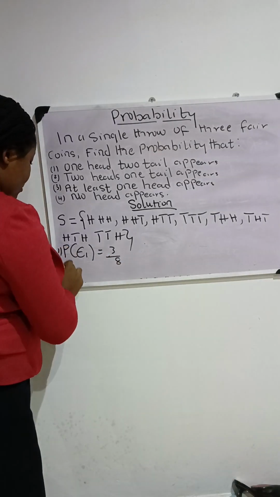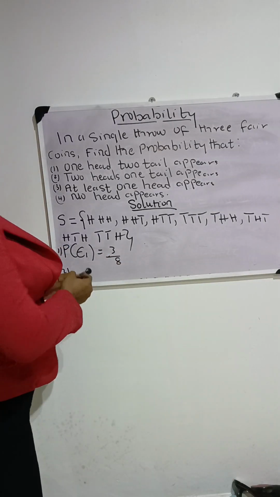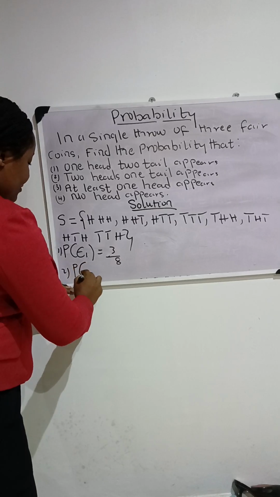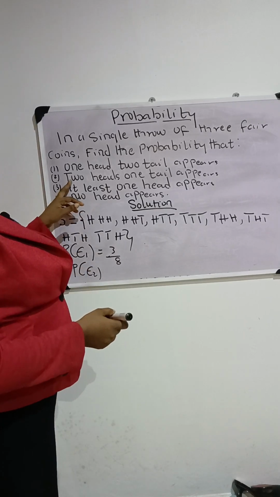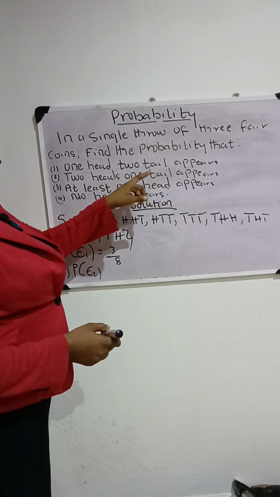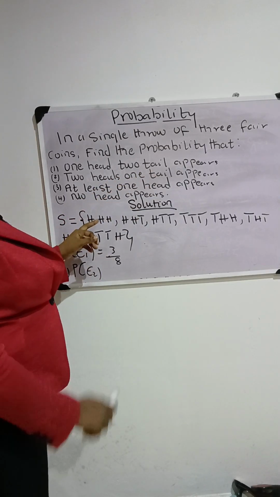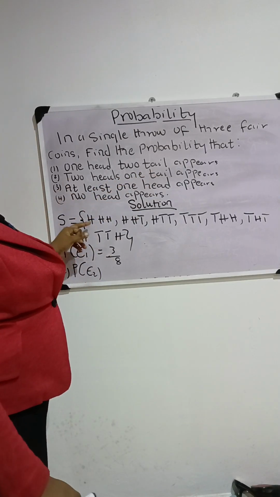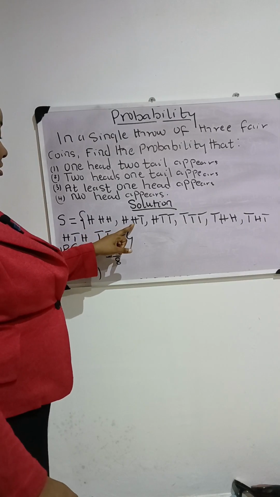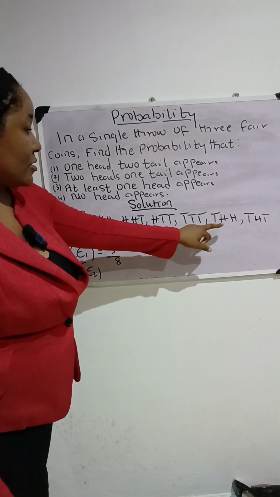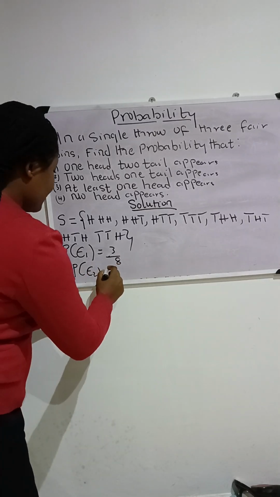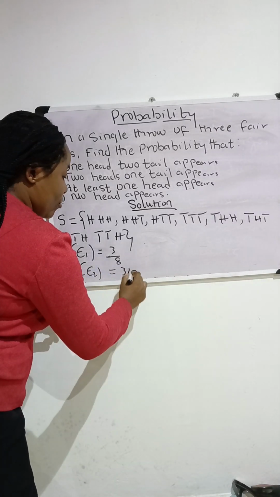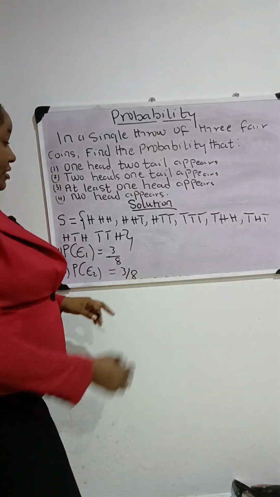Now, this is number 1. Number 2, the probability of E2, where E2 represents the event two heads, one tail appearing. So wherever we have two heads and one tail, we will count 1, 2, 3. There are also 3 of them. So this will be equal to 3 all over the possible number of cases, which is 8.